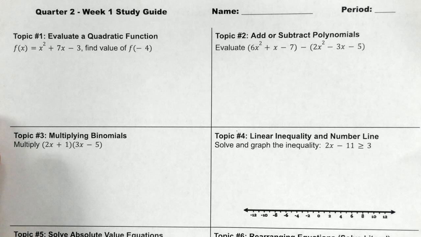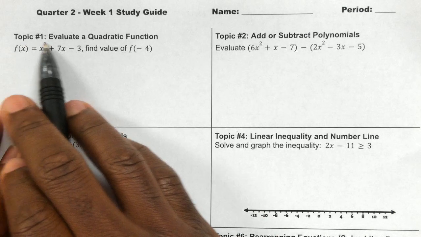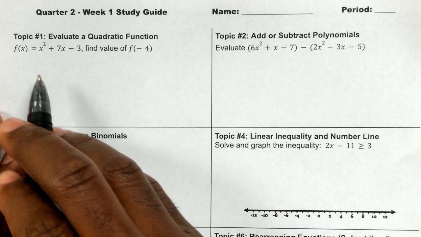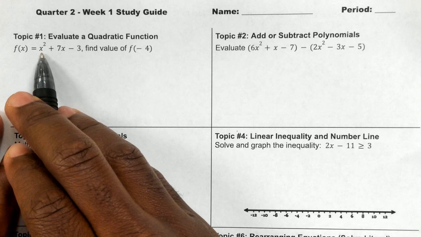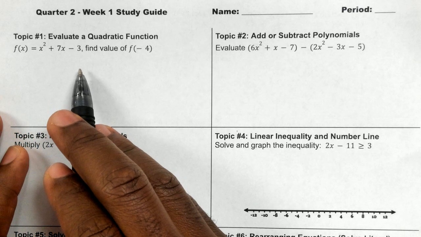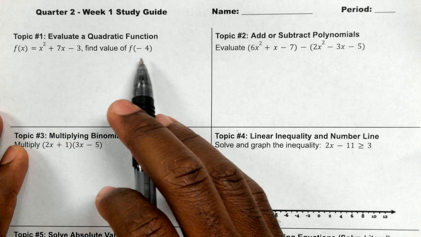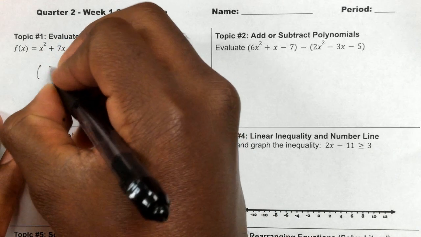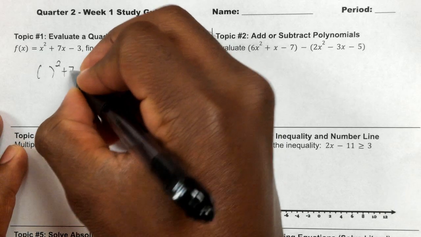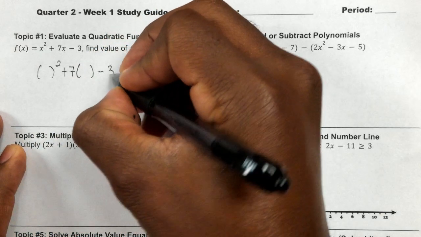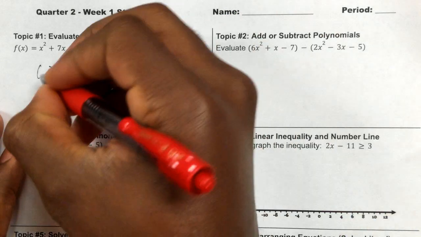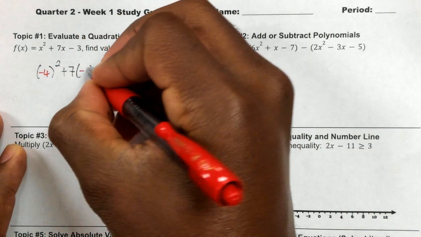Quarter 2 study guide. So question number 1 wants us to evaluate a quadratic function. So what we're going to do is that anywhere that I see x, I'm going to replace it with a pair of parentheses. And inside of that parentheses, I'm going to plug in this negative 4. So again, where I see x, I'm going to replace it with parentheses. And then inside of that parentheses, I'm going to plug in this negative 4. So I plug it into both.